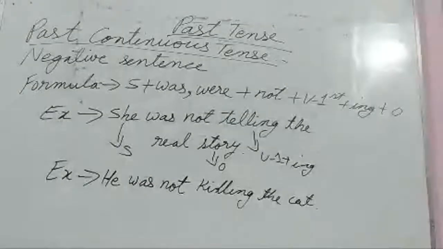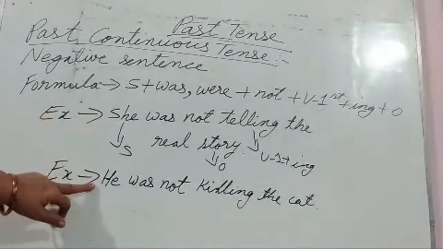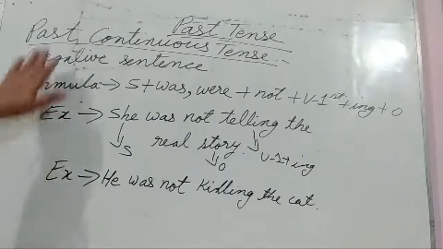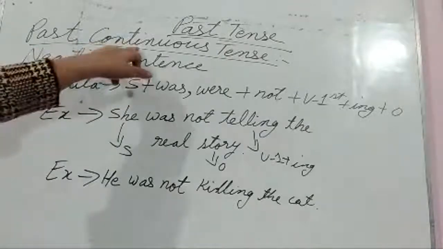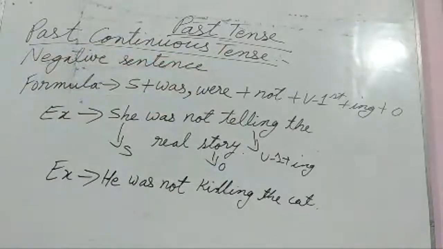So these are the two examples. She was not telling the real story, and the next is he was not killing the cat. These two sentences are examples of the negative sentence in past continuous tense. Just note them down.